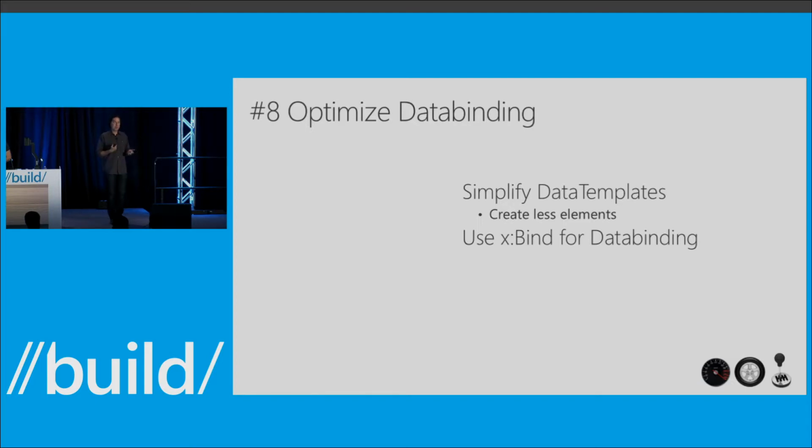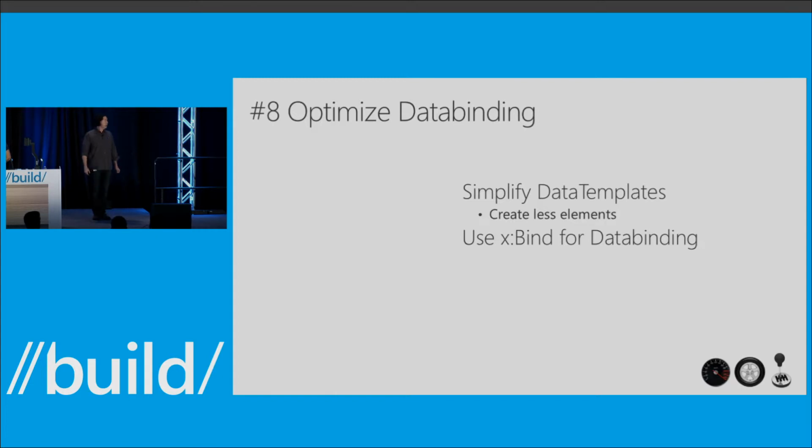So for example, say you had 10 extra redundant elements in your data template, and you have 100 list view items shown on screen. 10 times 100 is 1,000. And if you remember the initial ballpark I gave you, 1,000 elements is roughly a second. That's a second you didn't need. You just added it. So simplify your data templates.